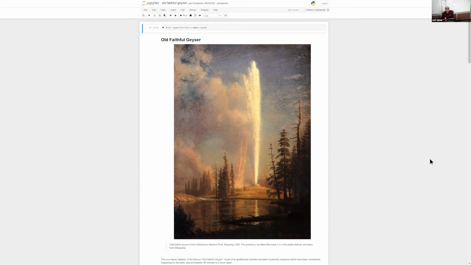And to do this, we will take a data set that comes from one of the most amazing things in nature. Many of you are familiar with geysers. Probably you have a geyser in your neighborhood. I don't know.